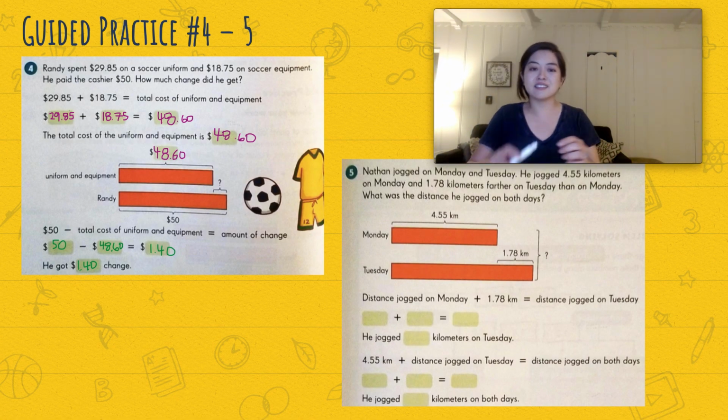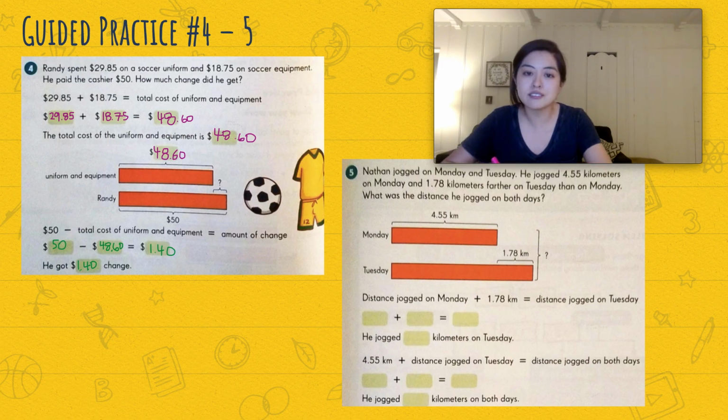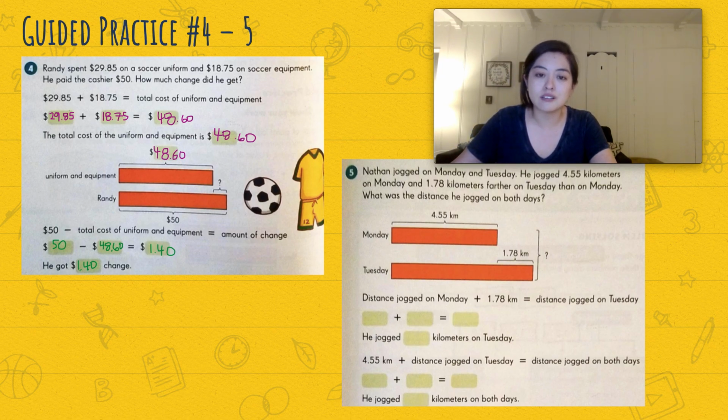Alright, let's look at number 5. Number 5 says Nathan jogged on Monday and Tuesday. He jogged 4.55 kilometers on Monday and 1.78 kilometers farther on Tuesday than on Monday. What was the distance he jogged on both days? Okay. And so he jogged more on Tuesday, didn't he? So that's why the bar model for Tuesday is longer than the bar model for Monday.